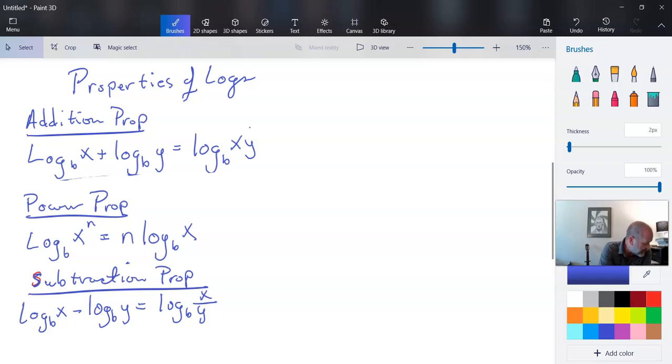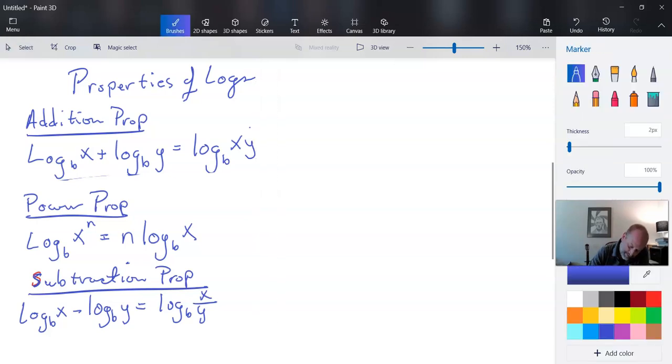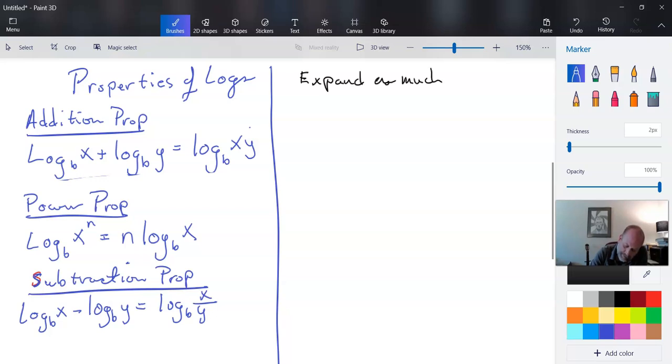So let's go ahead and start here. And I'll switch colors so we can look at problems in a different color than the properties. So let's say I want to expand as much as possible. I know that's a very vague command. But let's say we're starting with this. Let's say we have log base 2 of 2x over y, right?